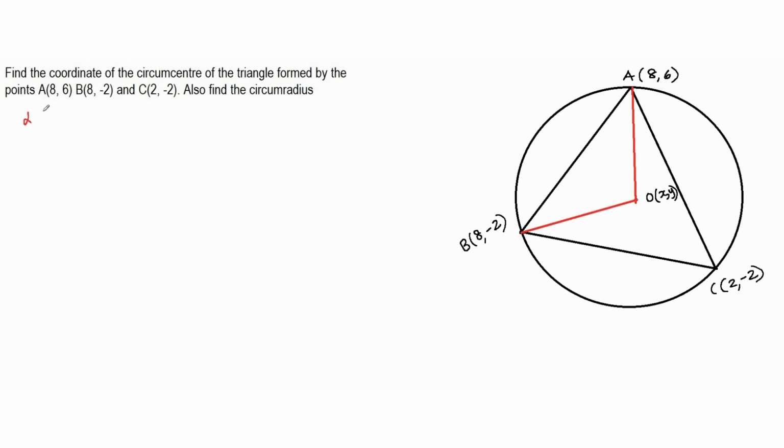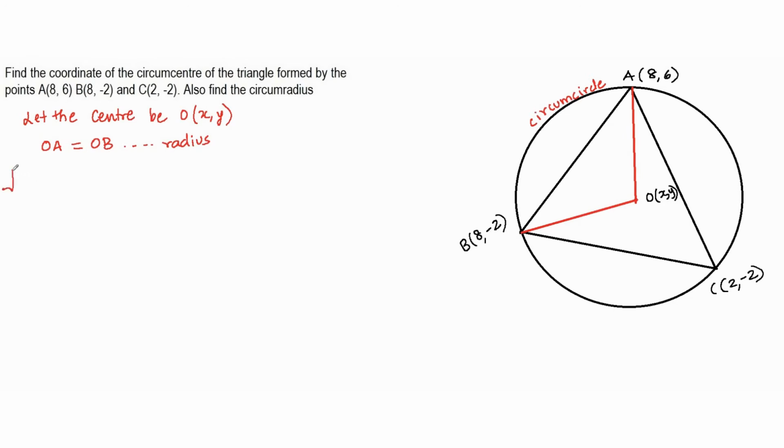So I will say let the center be O of x, y. I know that OA is equal to OB because it is the radius of the circle. So this particular circle that circumscribes the triangle is called circumcircle. The center is called circumcenter and the radius is called circumradius. So now I need to find the values of x and y and then I can find everything else.